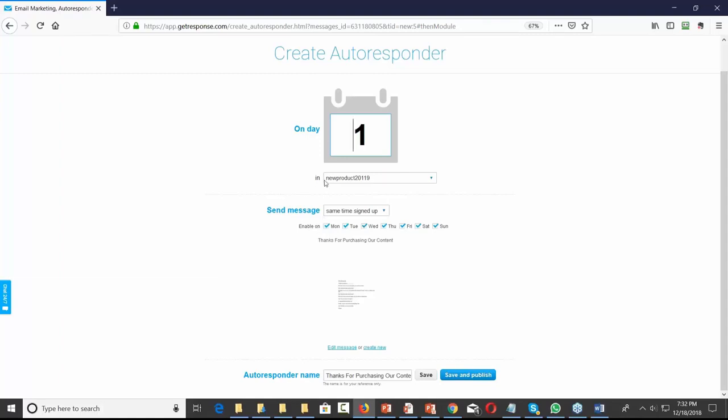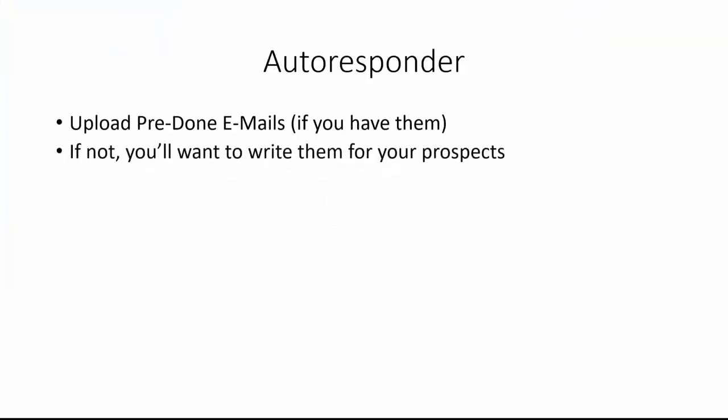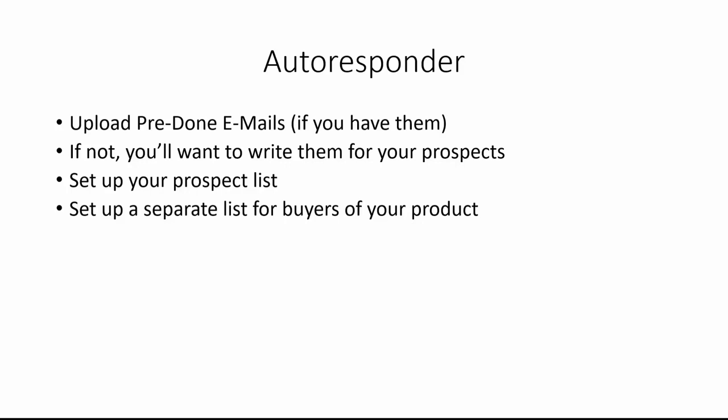Okay, so now we have our new email so that when the person purchases, they're going to see that email come to them. We're also going to give them an opportunity to opt in on our download page by asking them to get updates. Now let's close out this email. So we have set up our prospect list. We have set up a separate list for the buyers of our product now.